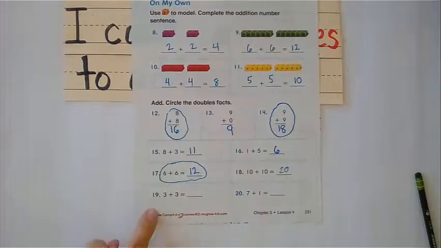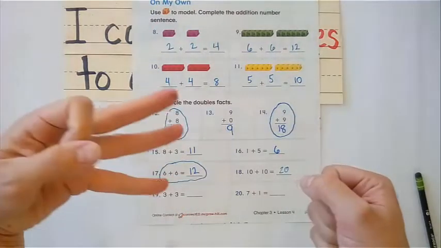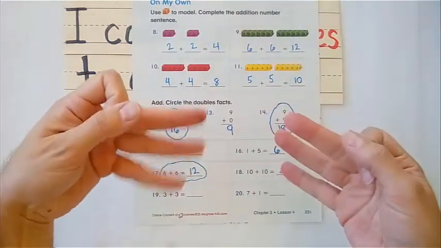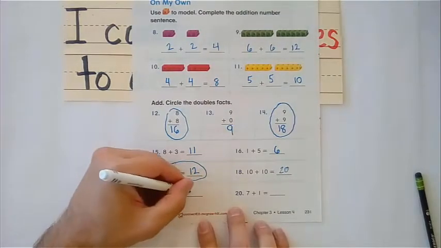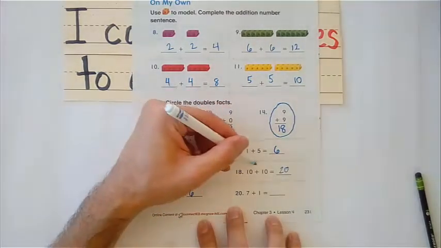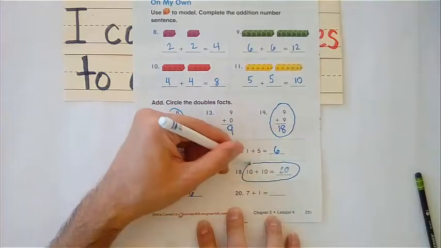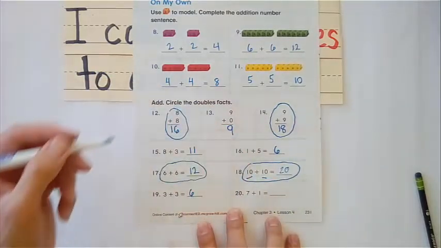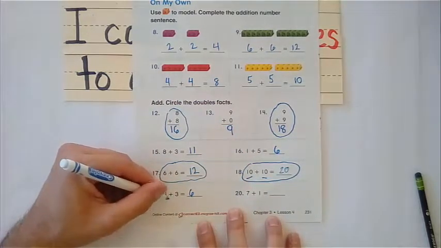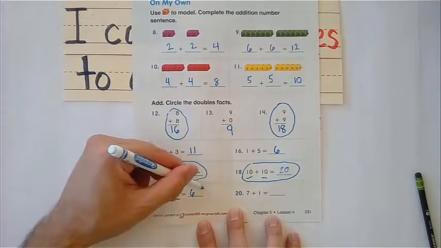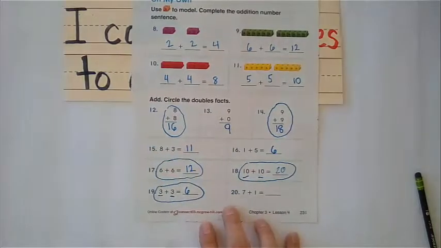How about 3 and 3? Well, 3 and 3, I think I could use my fingers. I could say 3 plus 3 is 6. Very good. Oh, you know what? I forgot to circle this one. This one is a double because the add-ins are the same. How about this one? The add-ins are the same. So I'm going to circle that, because those are doubles.